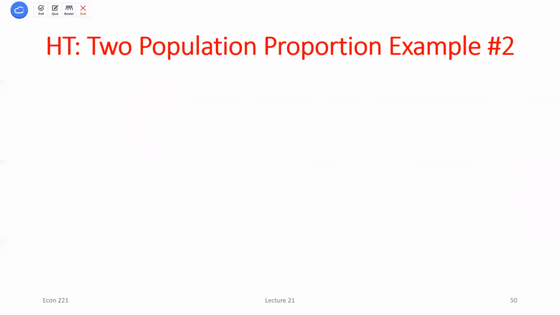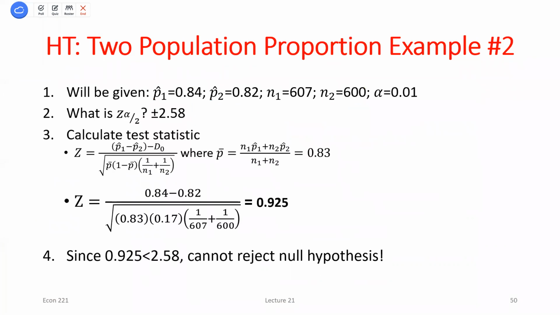Okay. So we get this test statistic of 0.925. I plot that against my critical values, and I'm nowhere near my rejection region. So I fail to reject at the 99% confidence level, or the 1% significance level here. Now, the critical value approach is fine and leads you to the right rejection decision.